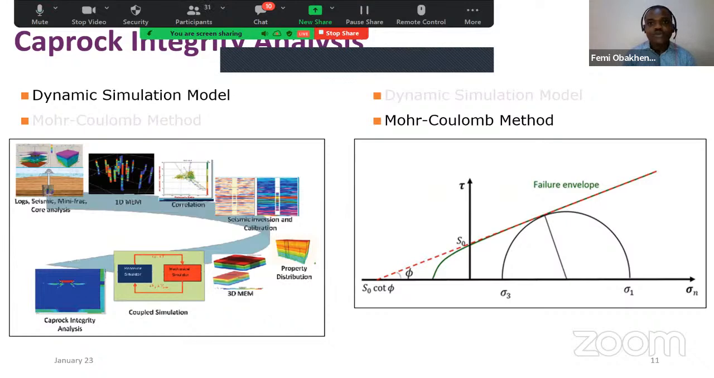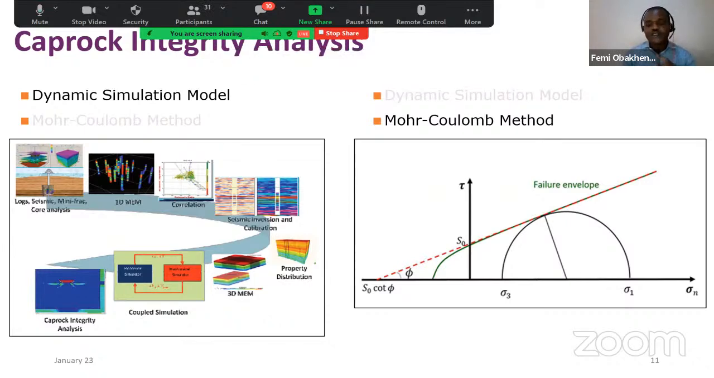The second method is the Mohr-Coulomb method. This one just contains a series of linear equations, which are plotted like you see in the figure on the right. What you then do is plot the different scenarios on this plot. Any of the scenarios that cross your failure line, that scenario will fail. That means if you subject your reservoir to that particular scenario in your injection process, then your caprock will not stay intact.